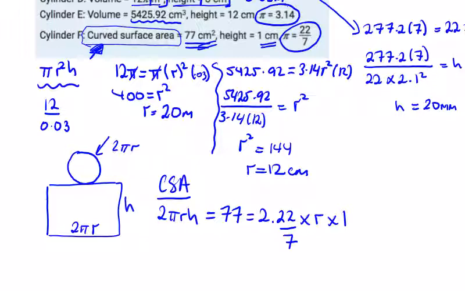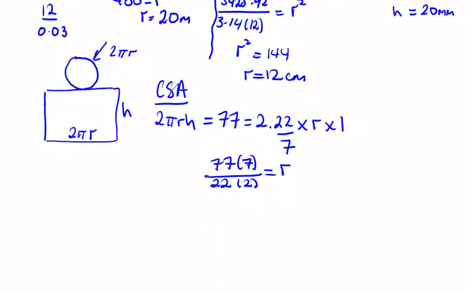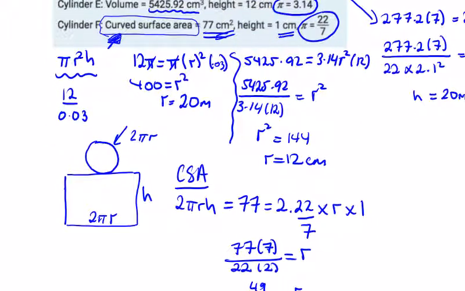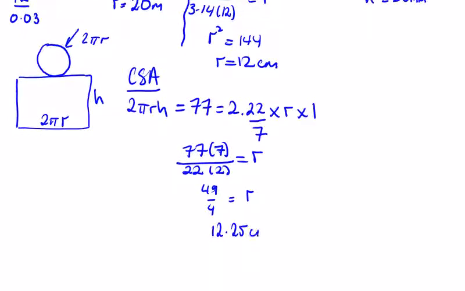So what's that going to give me? 77 times 7 divided by 22 by 2 is equal to r. And that would give me 7 over 2 by 7 over 2 is 49 over 4. 49 over 4, which is 12.25. Is that right for this one? 12.25 centimeters. So another one of these videos, finding the unknown, where the unknown is not the volume or the area, it's now the radius or the height.